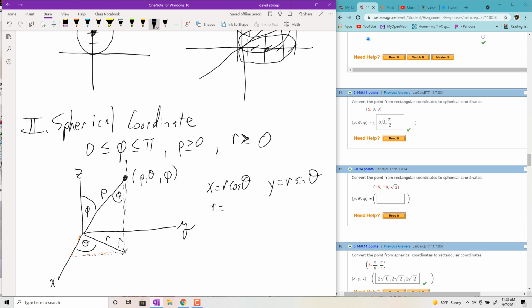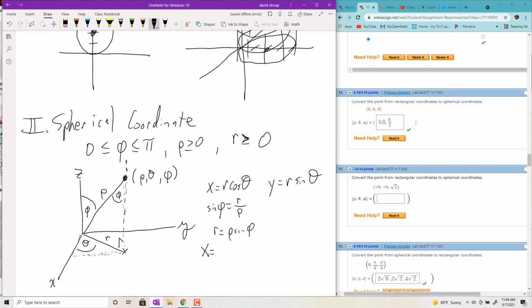So then we'll say that sine of phi will equal opposite over hypotenuse. The opposite from this angle phi is r, all over the hypotenuse, which is rho. So you could solve out for r as rho sine phi, and then rewrite x and y in terms of rho, theta, and phi.